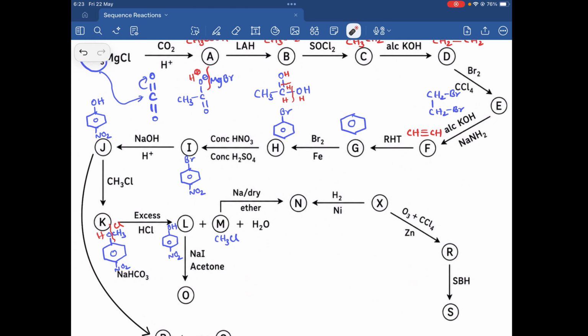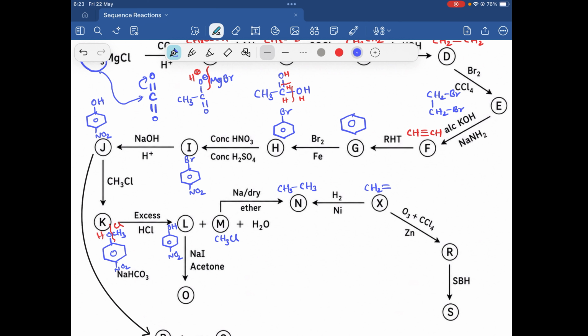Now this on reacting with sodium in the presence of dry ether, what do we get? This is Wurtz reaction, no? We'll get CH3 single bond CH3. Now from which reactant? The reactant on reduction will get this. The reactant on adding H2 will get this product. It is ethene, CH2 double bond CH2.